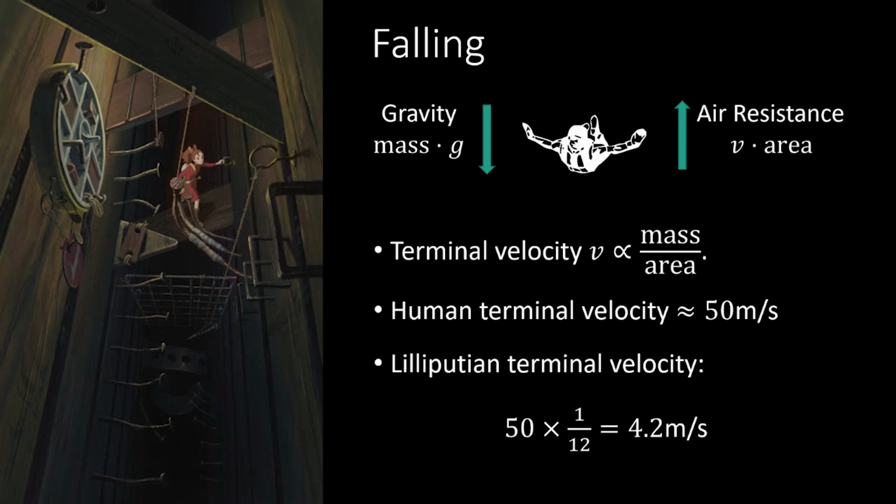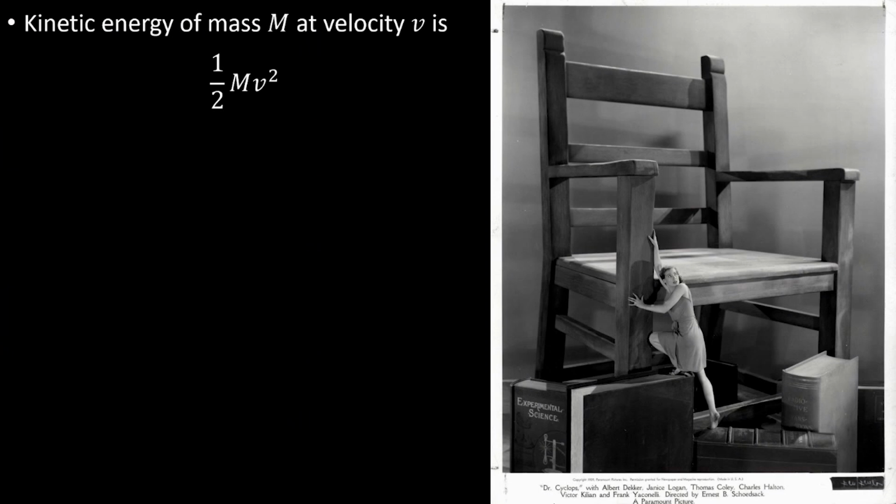Now, a human wouldn't be hurt by a fall at that speed. But what about a Lilliputian? They're much smaller. What happens there? Well, of course, it's not the fall that hurts you. It's the landing, because you've got this big amount of kinetic energy that you've accrued, and it's got to be dissipated over the surface area that contacts the ground.